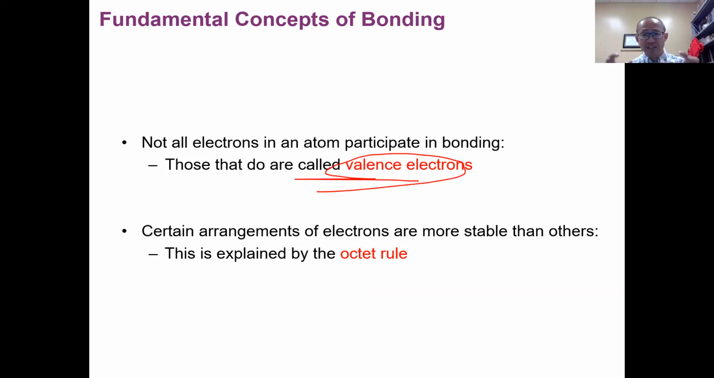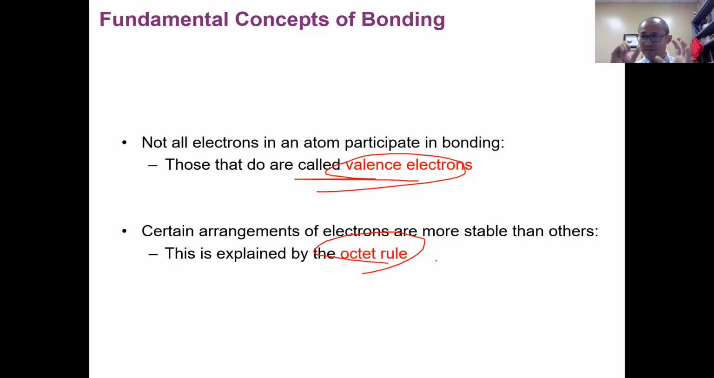First, valence electrons are the ones involved in bonding. We're going to talk about valence electrons right away. That's the first fundamental. And the second fundamental is that electrons tend to arrange, no matter whether they transfer or share, in a certain way so that the resulting species are more stable than the original. And that special arrangement to make them more stable by transferring or sharing is called the octet rule.